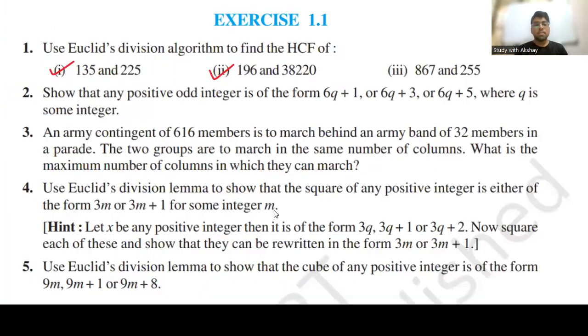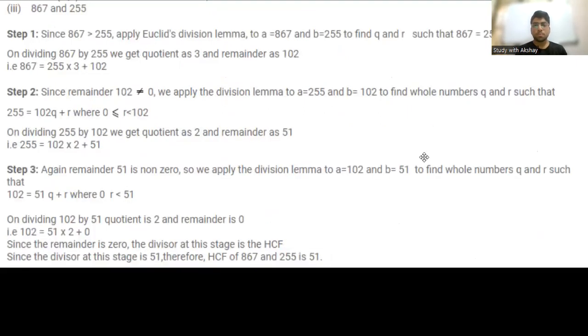Let's go ahead further. This question is done. The next question here will be 867 and 225. Let's see the solution. 867 is greater than 225. Apply Euclid's division algorithm. You get quotient as 3 and remainder is 102.